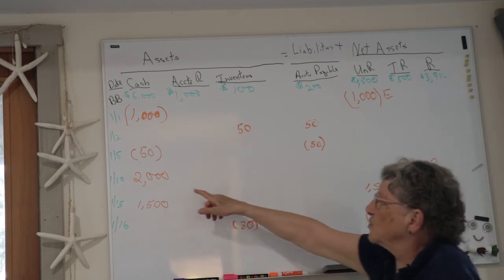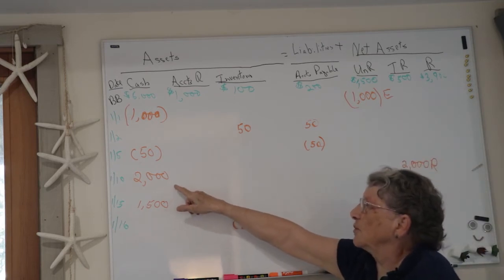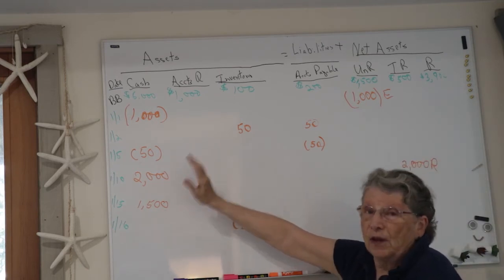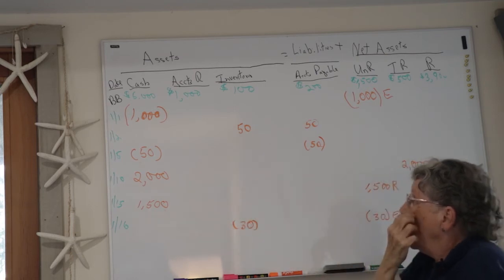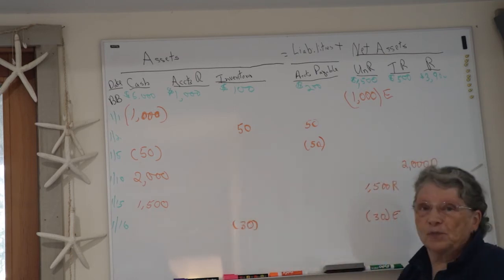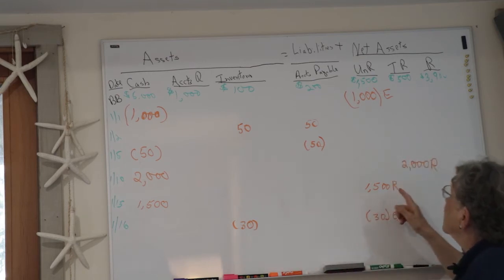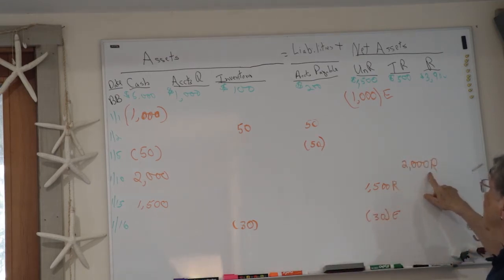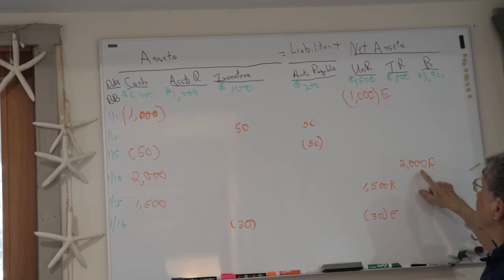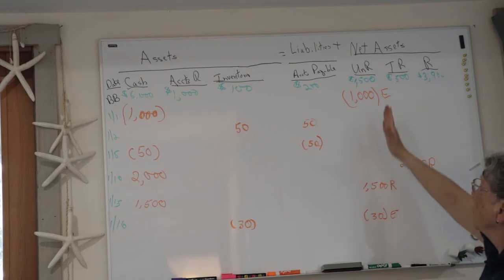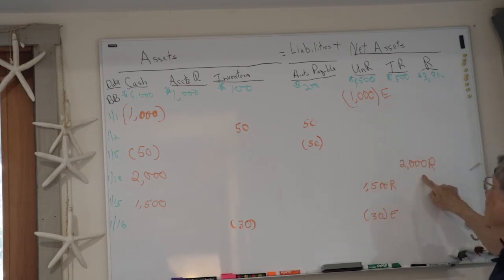On the 10th of January, he gets a revenue of $2,000 of cash, so it's plus $2,000. And it's a revenue that he's not allowed to spend from this foundation until next year. So it goes clear over here in a revenue as temporarily restricted $2,000. It's not a revenue in unrestricted. It's $2,000 in temporary restricted.